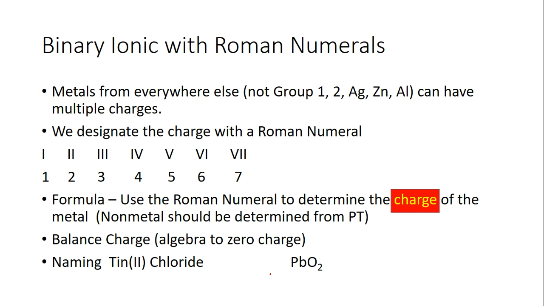Let's talk about Roman numerals. So if it's not group 1, group 2, silver, zinc, or aluminum, you don't know what the charge is because it changes. So we have to tell you the charge using a Roman numeral. Here are the Roman numerals in case you didn't know. There's lines for the first 3, then you start doing IV for 4, V is 5, so IV is 1 before 5, and then 1 after 5 is 6, 2 after 5 is 7. So these Roman numerals are telling you the charge, folks. They're telling you the charge, not the number of things in it, right?